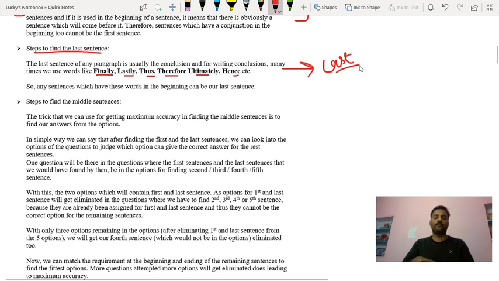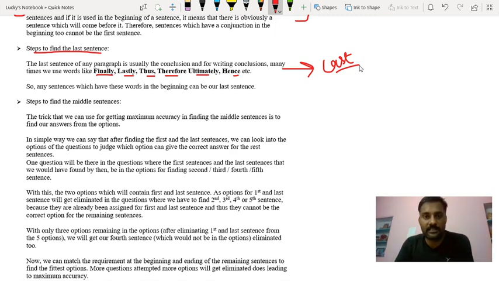Okay, so now if we want to find the middle sentences, how can we find them? Since we have learned how to find the first and the last part, the missing part is how to find the remaining sentences, right? The middle part: second, third, fourth, fifth and sixth. We have to find them. How do we find those?